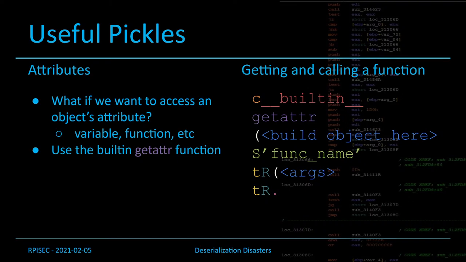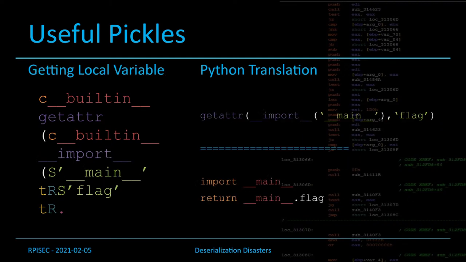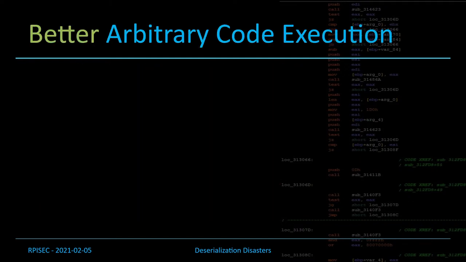So that popped a shell, but what if we want to do some other stuff? Well, we can do interesting things like getattr to actually pull a particular attribute out of something. We can dump the contents of a file by using getattr to get the read function and just run it. We could read locals, we could do all sorts of things.